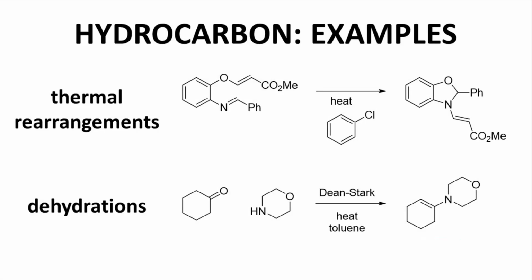Here are two examples. At the top is a thermal rearrangement. This reaction requires a lot of heat, and chlorobenzene, a substituted benzene, is a higher boiling solvent that can allow this reaction to be performed. Below is a dehydration reaction to form an enamine from a ketone and secondary amine. This reaction uses something called a Dean-Stark trap, which allows removal of water during the reaction to drive the equilibrium to the enamine product. Let's look at how a Dean-Stark trap works.